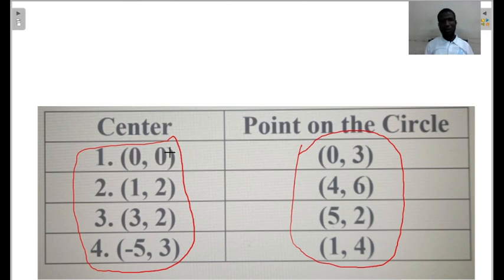So find the equation, pause the video, find the equations, and share your findings with me, whether you found them easy or quite difficult or whatever. If any challenge, share with me in the comment box.